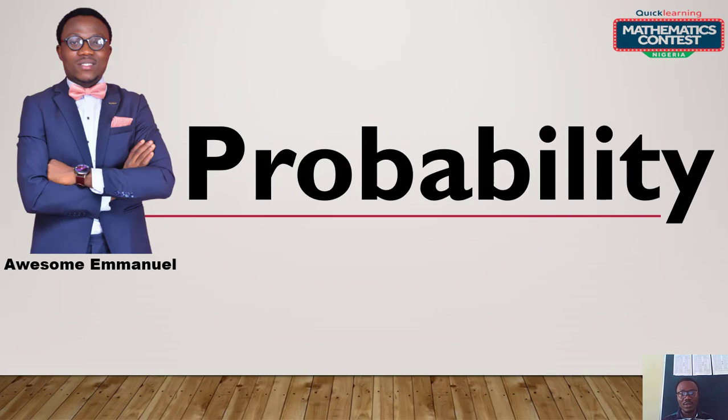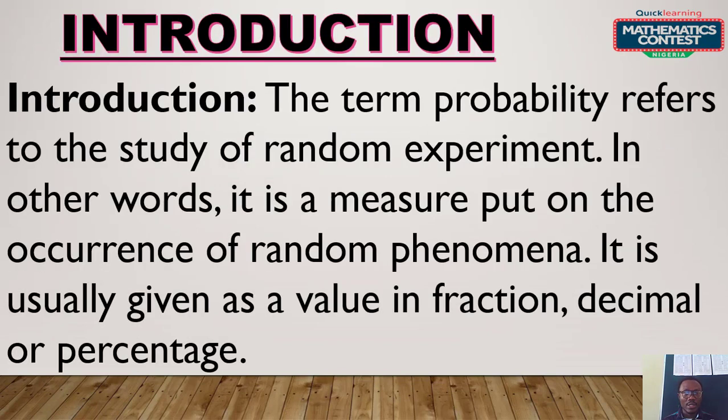So for this particular lesson, we'll be discussing probability, and let's just start by introducing the concept of probability. The term probability refers to the study of random experiment. In other words, it is a measure put on the occurrence of random phenomena. It is usually given as a value in fraction, decimal, or percentage. And let me just say something. When the answer to probability questions is a whole number, it is either 0 or 1.